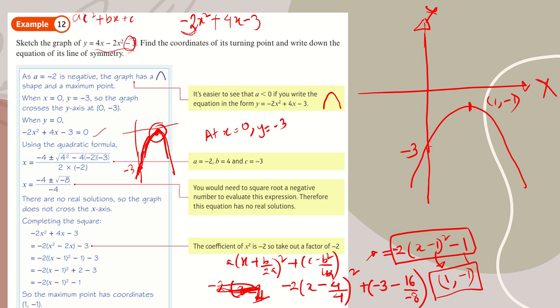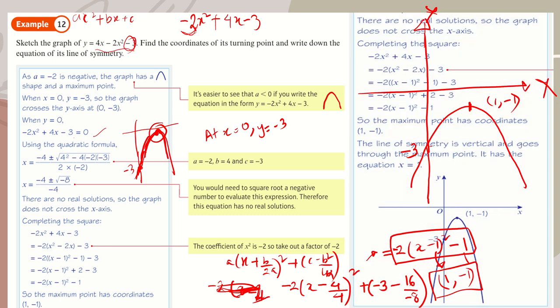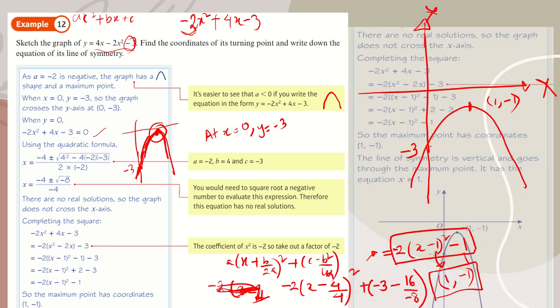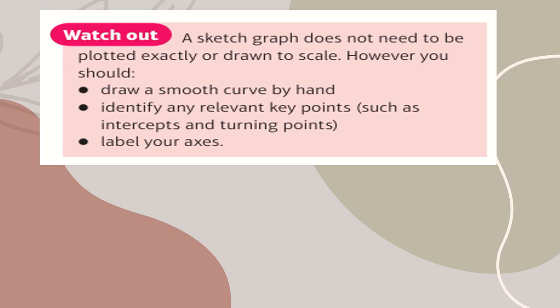This is how you can solve any problem related to sketching quadratic graphs. I hope this is clear. If you have any question, please ask me, and please do go through this video for better understanding. Remember that for sketching a graph, it does not need to be plotted exactly or drawn to scale. The way I've drawn, I've just shown you how to draw. Draw a smooth curve by hand. Identify any relevant key points such as intercepts and turning points, and label your axes. Remember these 3 points when you are sketching a graph.